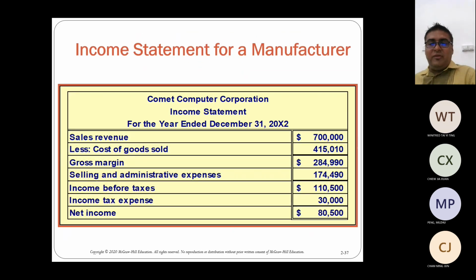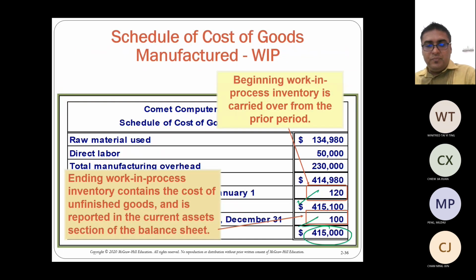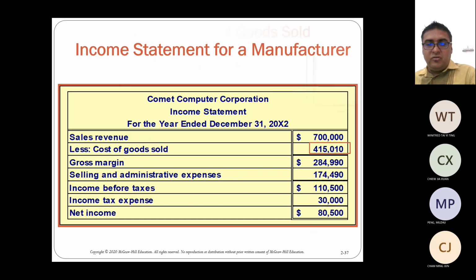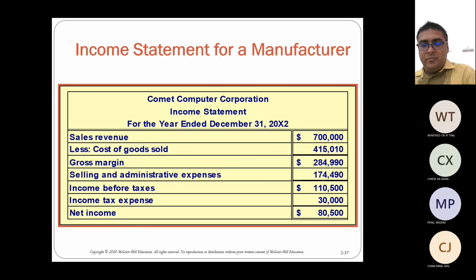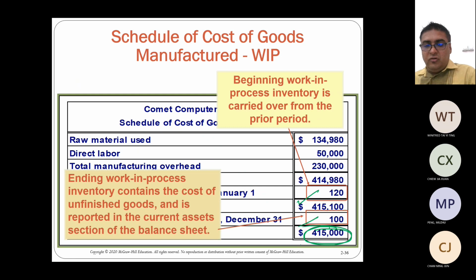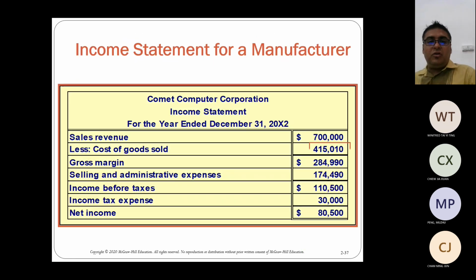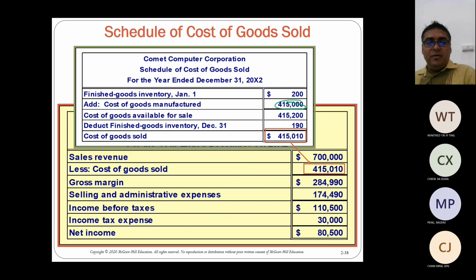So this cost of goods manufactured goes into your cost of goods sold. Your cost of goods manufactured is 415,000, yes or no? So that will go into your cost of goods sold calculation. Beginning finished goods plus cost of goods manufactured minus ending finished goods inventory, you get your cost of goods sold.